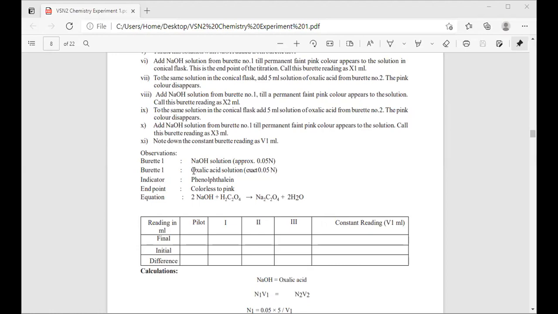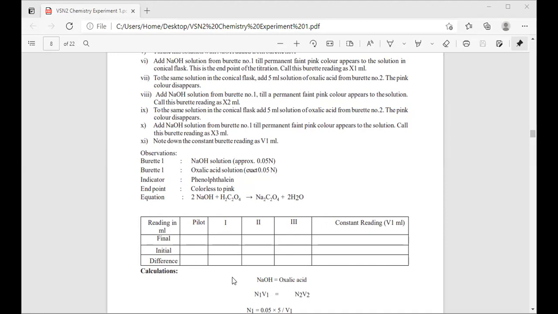So in one burette we will fill the oxalic acid, in another burette we will fill the NaOH solution, and we have to use phenolphthalein as indicator. Color is colorless to faint pink. End point is colorless to faint pink.